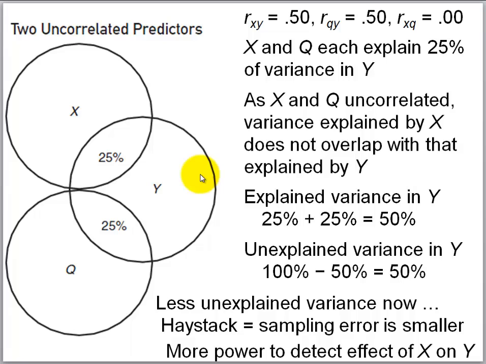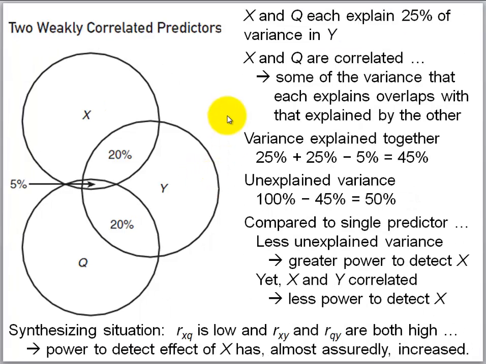Now we'll want to offer some caveats on that, and you'll see them as we keep going. In the prior slide, X and Q were uncorrelated, and that was conveyed by the absence of overlap between their circles. In a pragmatic sense, it is rare in multiple regression for two predictors to be uncorrelated. Often there is correlation. That correlation can be either weak or strong.